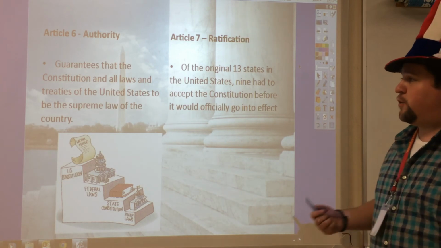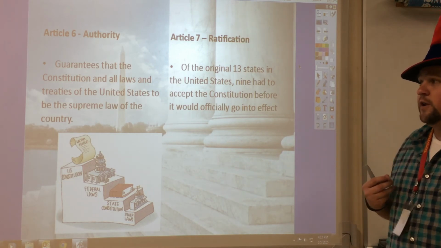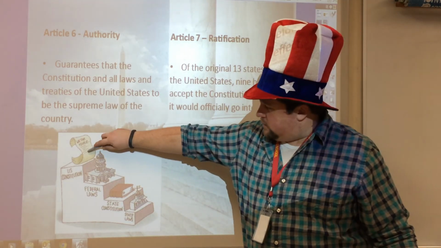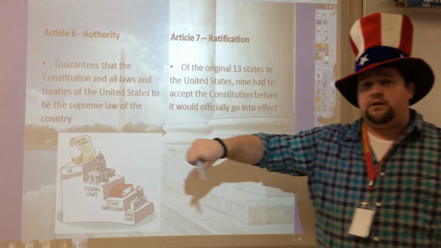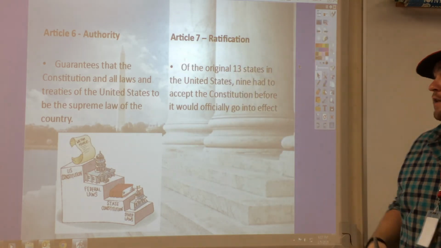Article 6 deals with authority, right? It guarantees that the Constitution and its laws and treaties to the United States are the supreme law of the country. So if you look here, right, the Constitution is the highest one on this step, right? Nothing can surpass the Constitution as far as what is the supreme law of the land.